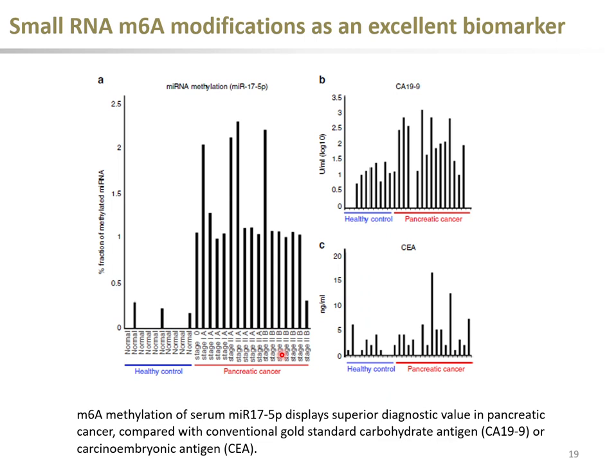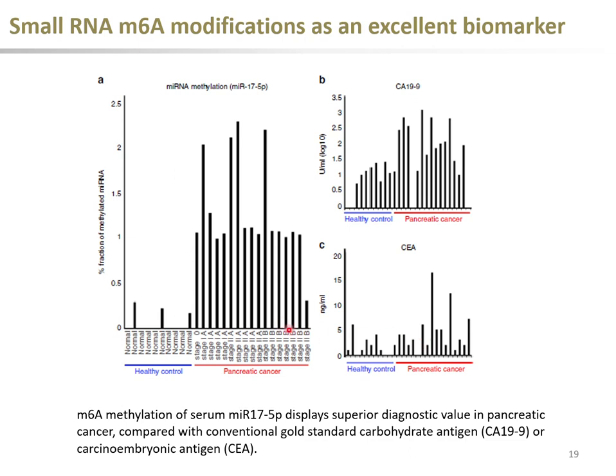Small RNA modifications are associated with human diseases. Together with the abundant presence of small RNAs in biofluids, small RNA modifications can be a new class of biomarkers. For example, m6A methylation of serum microRNA miR-17-5p displays superior diagnostic value in pancreatic cancer in Figure A, compared with the conventional gold standard carbohydrate antigen CA19-9 in Figure B, or carcinoembryonic antigen CEA in Figure C.